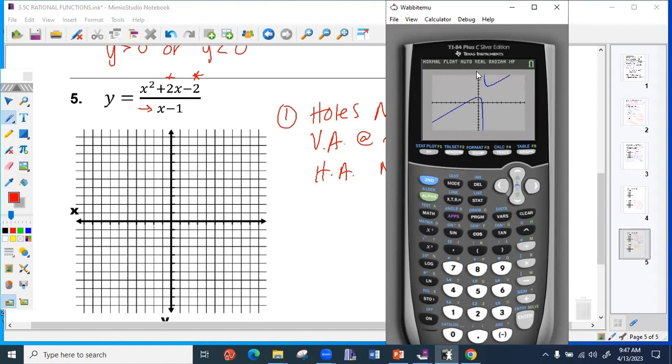This is a rational function with what we call a slant asymptote. It is not part of our curriculum to find the slant asymptote, but this is called a slant asymptote. You just have to be able to read the domain and range of what's happening here. Does that make sense? I'm not asking you to find the slant asymptote, but you have to be able to read the domain and the range.